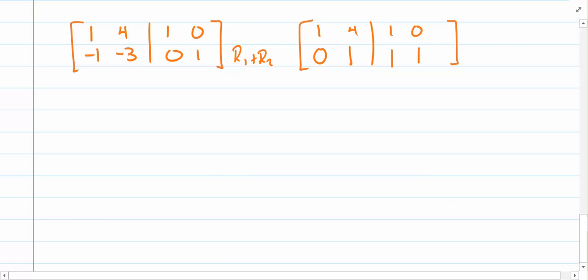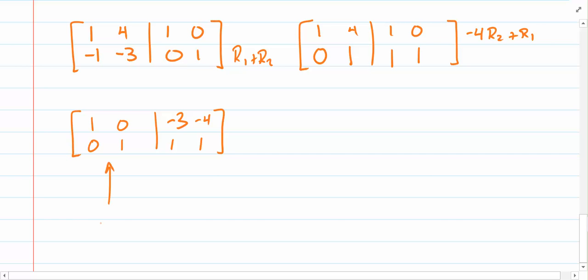What's our next move going to be? Negative 4 times row 2 plus row 1. Awesome. So that's going to give me 1, 0. What do I get here? Negative 4 times 1 is a negative 4, plus 0, negative 4. Negative 3, very good. Good, and then the bottom stays the same, right? 0, 1, 1, and 1.